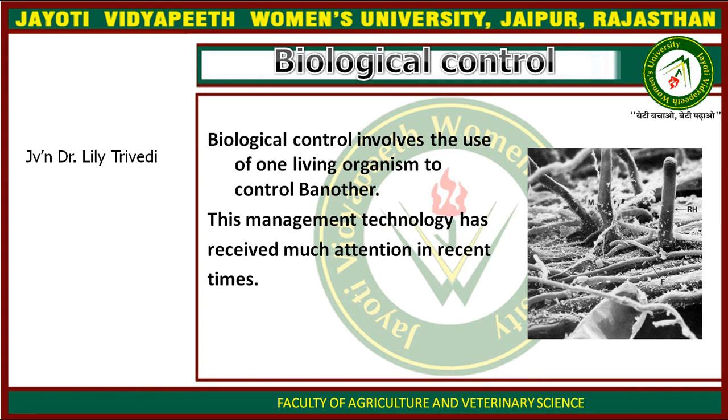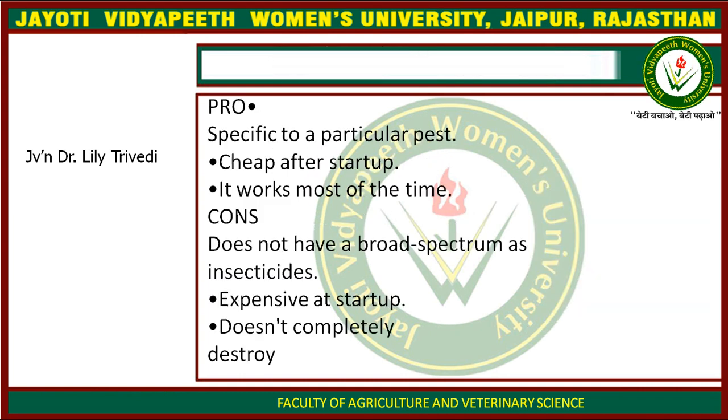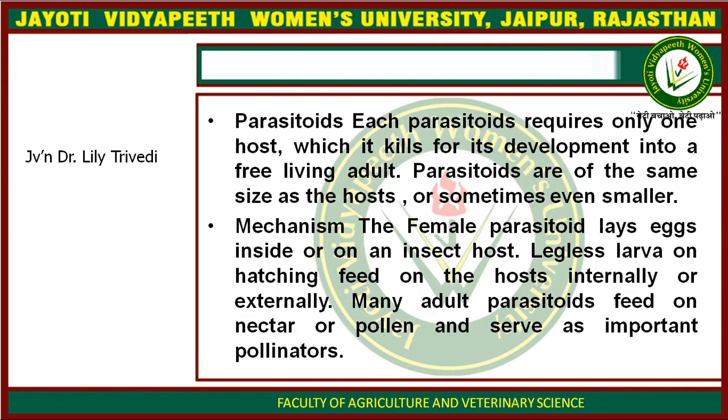Biological control. Biological control involves the use of one living organism to control another. This management technology has received much attention in recent times. The pros of biological control: it is specific to a particular pest, it is cheap after startup, and it works most of the time. The cons: it does not have a broad spectrum like an insecticide, it is expensive at the startup level, and it doesn't completely destroy the pest.